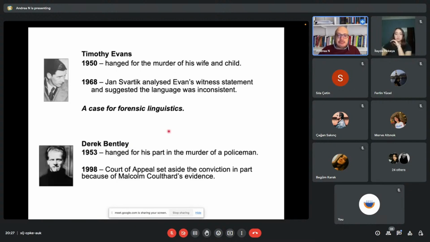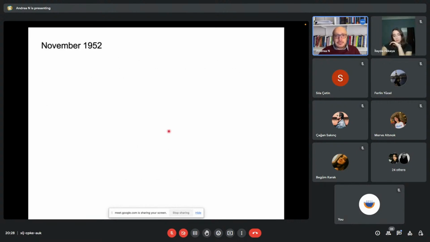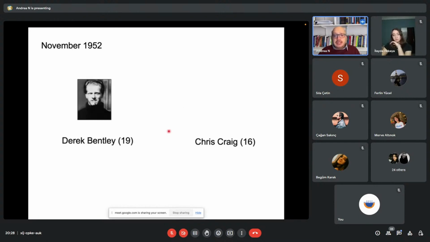A very similar case is the one of Derek Bentley. Again, if you're familiar with forensic linguistics, you probably know this case. Derek Bentley was also coerced by the police to confess to a crime that he did not commit. The Bentley case happened in 1952, where he and another teenager, Chris Craig, were seen climbing a building in London. The police was called, and then Chris Craig shot and murdered one of the policemen that were called.